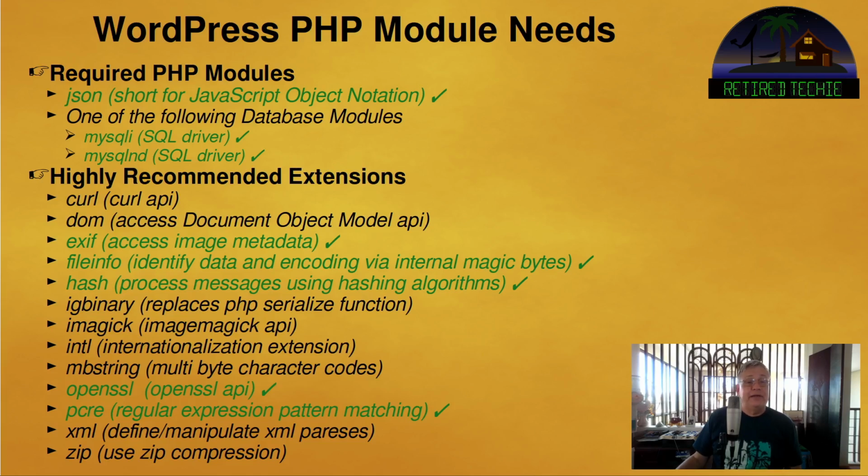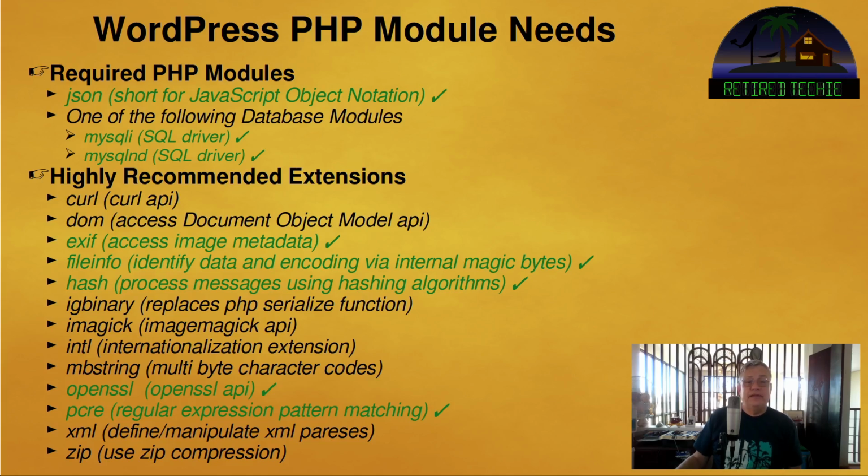That's how they're going to be listed as packages, but curl is an API or application interface for the curl program we loaded earlier. DOM is document object model. It's another API. EXIF, access image metadata. This is things like geolocation, date taken, last modified, things like that.